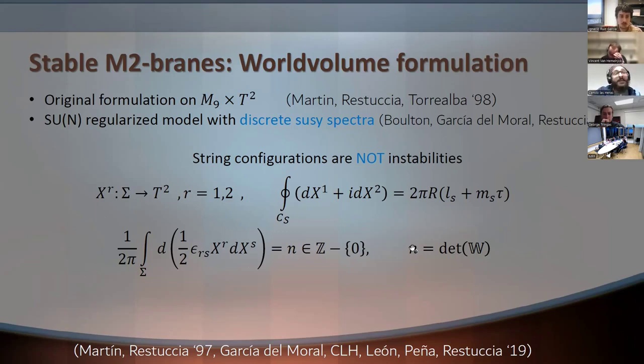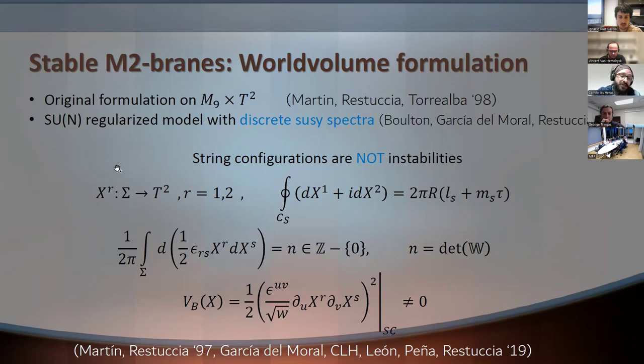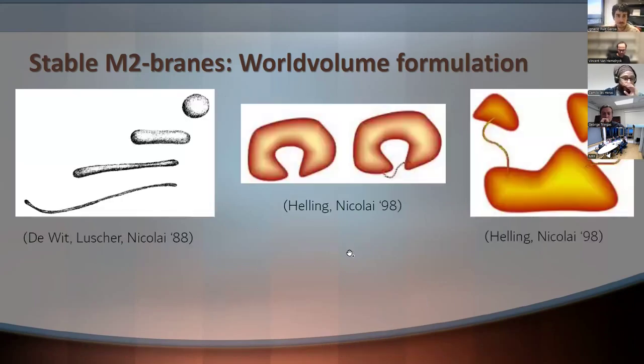And this N is the one that will appear in the winding term of the mass operator, okay? So non-trivial N implies that there is a winding term in the mass operator. And if you perform a Hodge decomposition on these embedding maps, you will see that the harmonic sector of the embedding map always has to depend on two of the coordinates on the worldvolume. So when you restrict yourself to the string configuration as before, there is at least one term that will be non-vanishing, okay? So there are string configurations, but they are not instabilities of the theory anymore, okay?